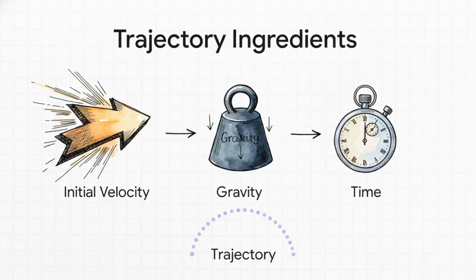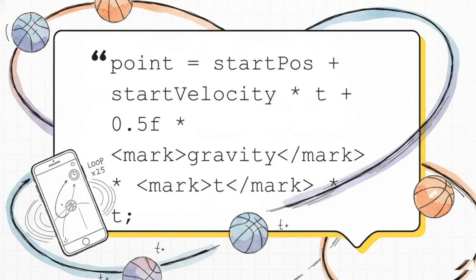To predict the future, it just uses a good old-fashioned projectile motion formula. You just need 3 key ingredients: the initial velocity, which is just the power and direction we've already figured out, good old gravity, that constant downward pull, and time, which lets us plot out points along the path. And this is it, the formula right from the code.